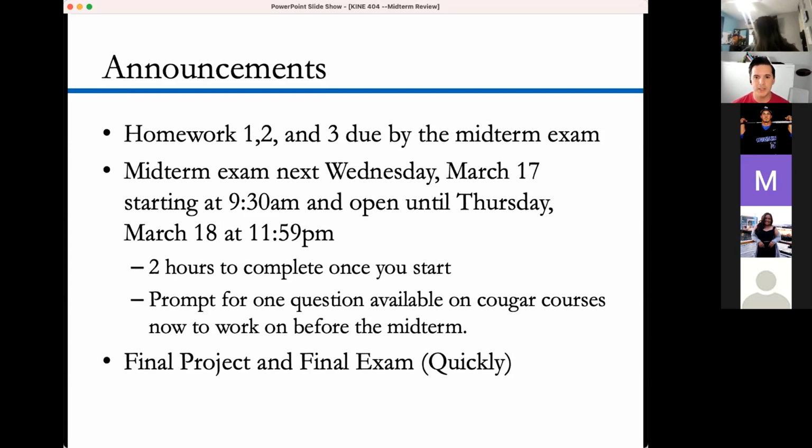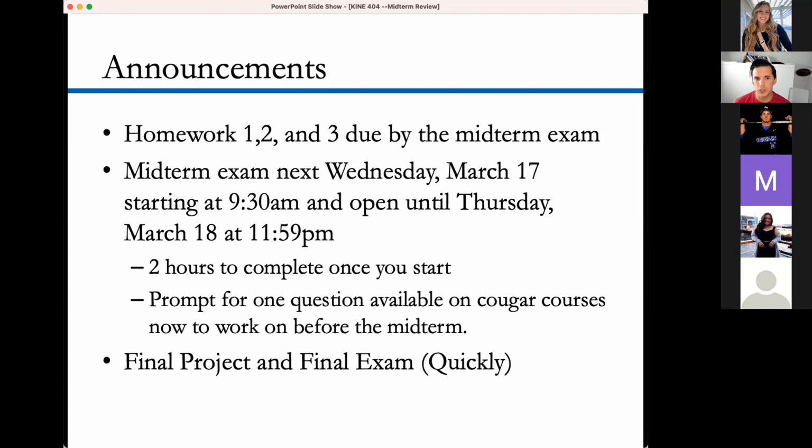Once you start the midterm exam, you will have 2 hours to complete it. So if you start the midterm exam at 9:30 a.m. on Wednesday, you will have until 11:30 a.m. on Wednesday to complete it, and there's a timer on it. It's designed so that, on average, it should take students about 1 hour and 15 minutes to complete. But I know sometimes in this online environment, things do take a little bit longer.